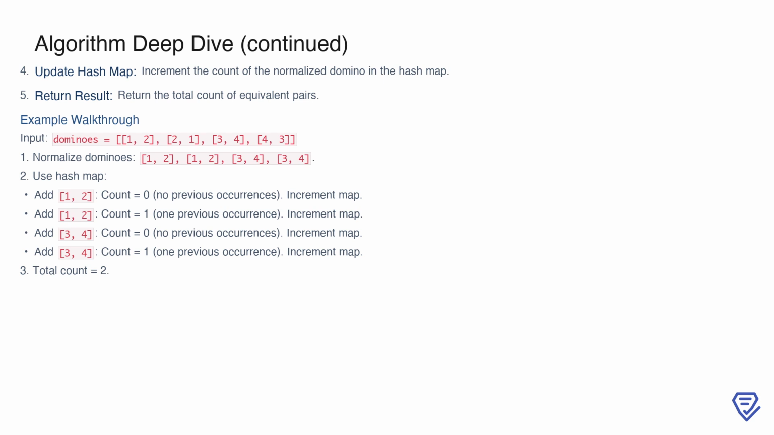For example, given the input 1,2, 2,1, 3,4, 4,3, we normalize the dominoes to 1,2, 1,2, 3,4, 3,4. As we process each domino, we find that the second occurrence of 1,2 contributes one pair, and the second occurrence of 3,4 contributes another. The total count of equivalent pairs is 2. By leveraging the hash map, we avoid redundant comparisons and achieve a more efficient solution.